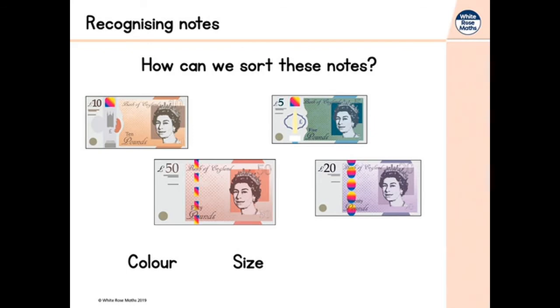And what's another way that we could sort? Well, we could sort by numbers. Can you see the numbers on each of these notes? Some of them have a 0 on them, but not the 5-pound note. So when we're thinking about notes, we can see the value by looking at the numbers. It's important to be familiar with how each of these notes are different.